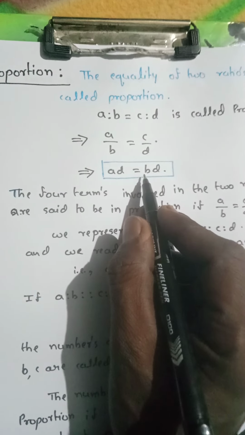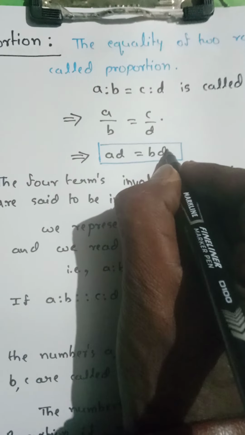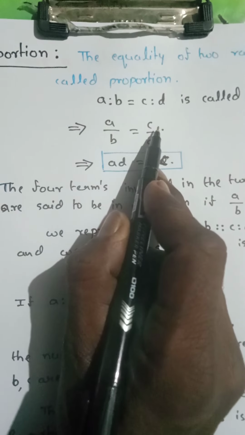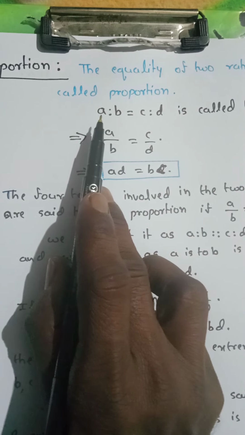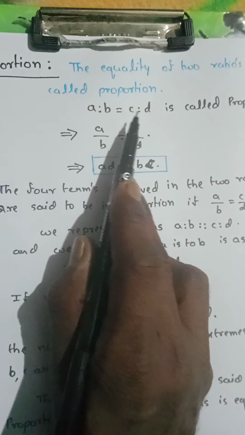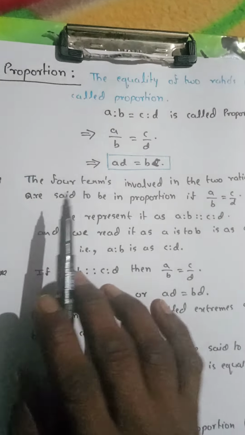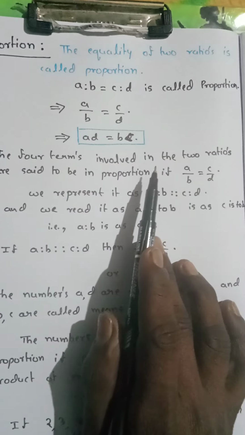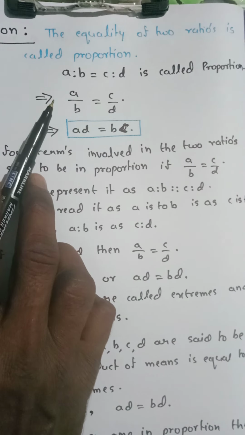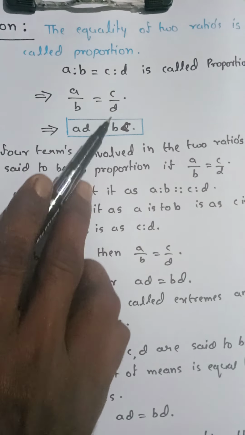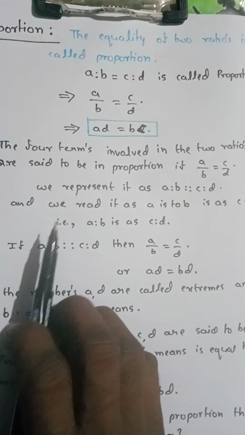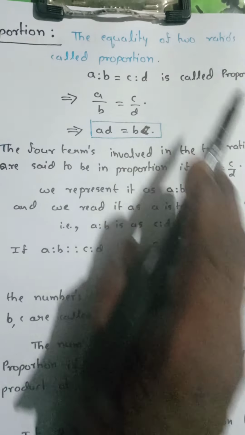If AD equal to BC, sorry, this is BC, then we can say the terms used in both the ratios, the four terms A, B, C, D, are in the proportion. Now I am writing that. The four terms involved in the two ratios are said to be proportional if and only if the necessary condition is that A by B equal to C by D, or else you can write AD is equal to BC.